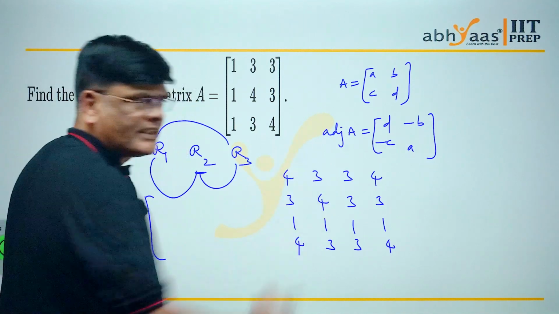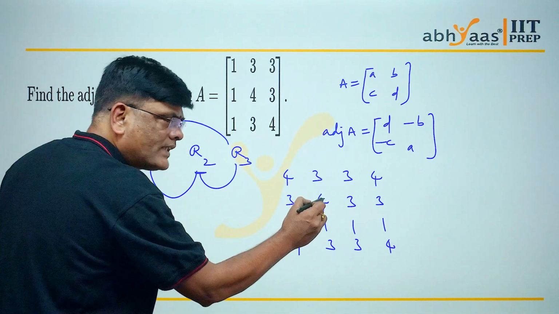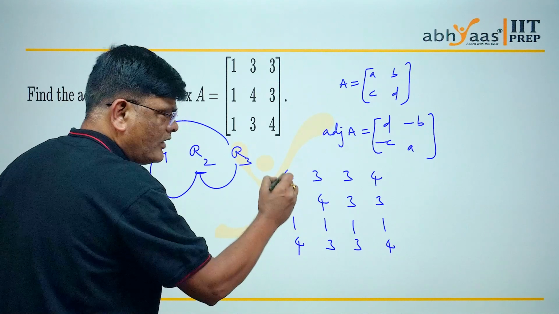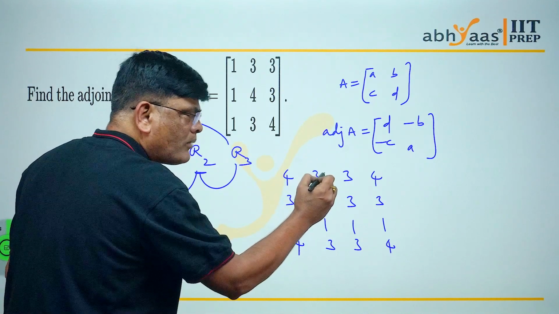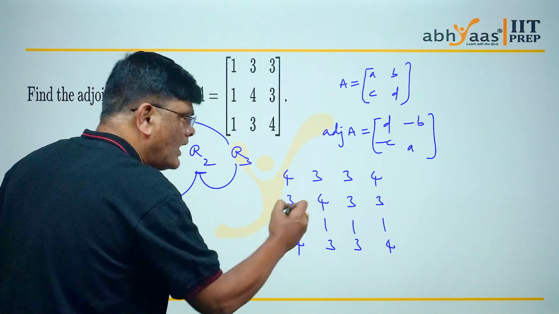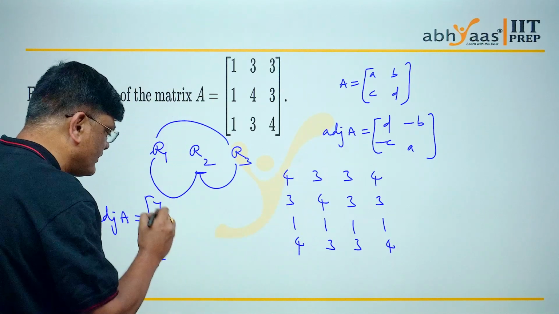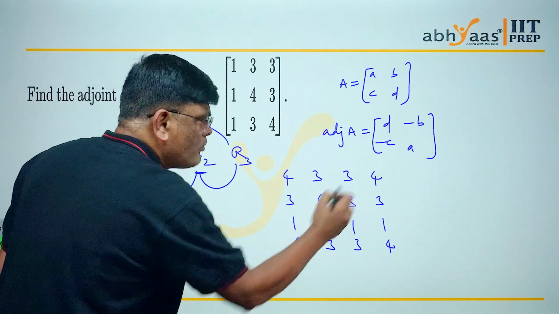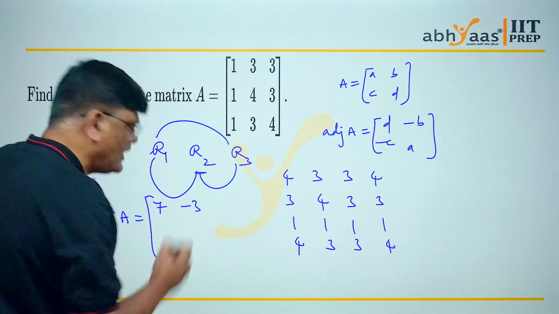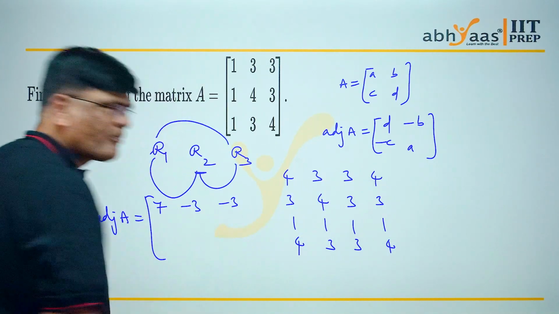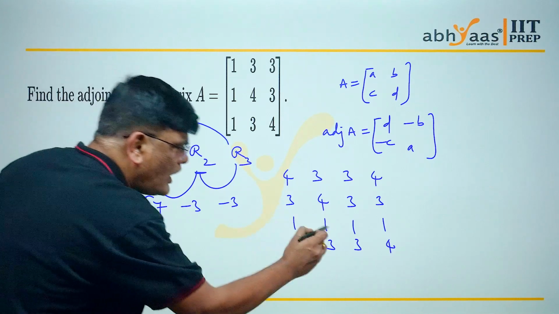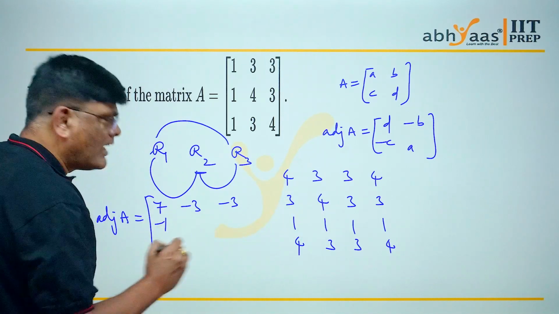simply cross multiplications. That means 4 into 4, 16, minus 9. When we are moving downward to upward, we have to take minus. So 16 minus 9 is 7. Next, 9 minus 12, so it is minus 3. Next, 9 minus 12, minus 3. Next, 3 minus 4, minus 1.